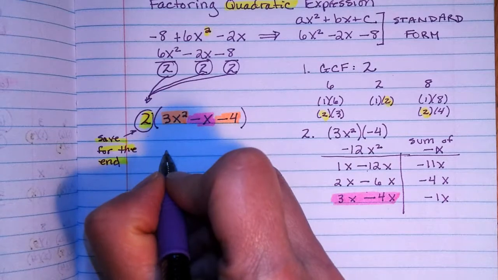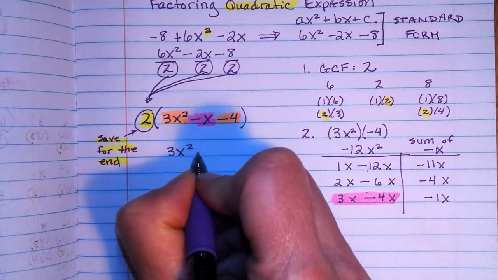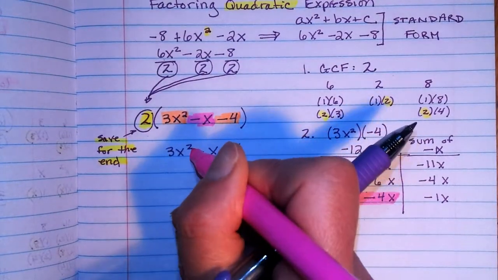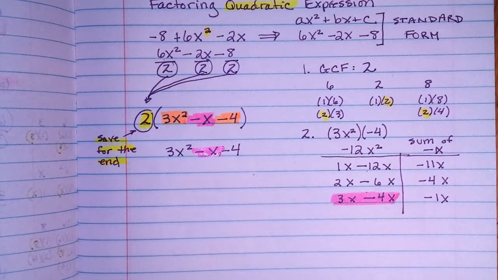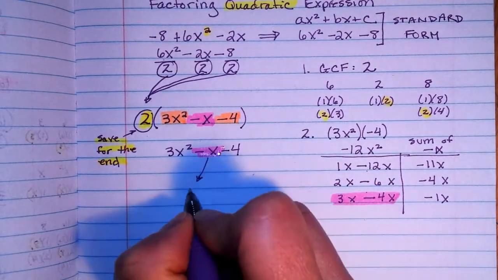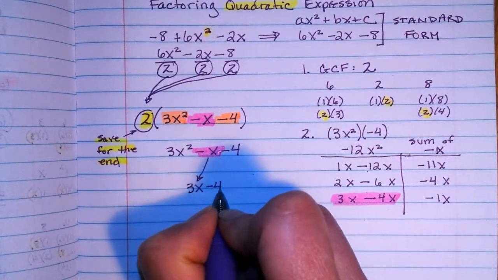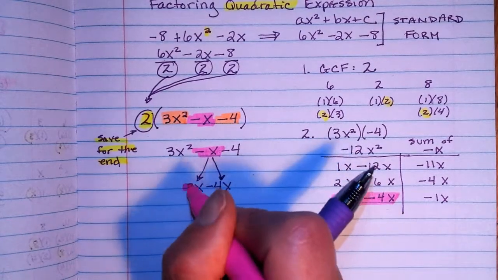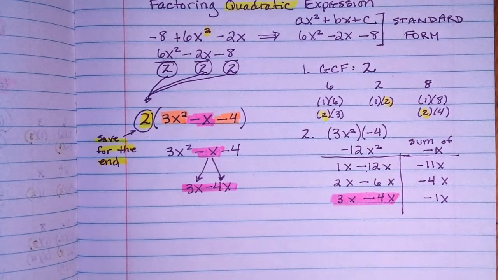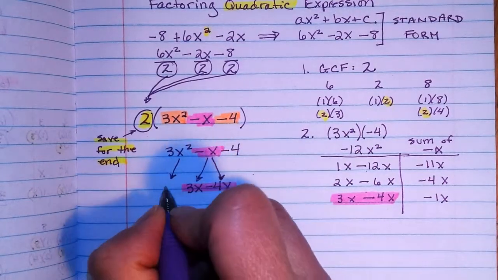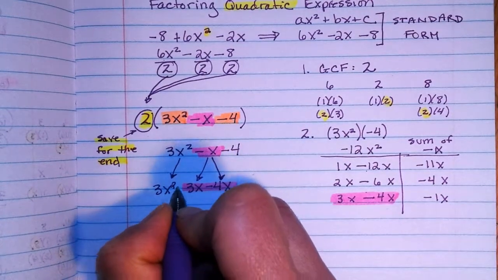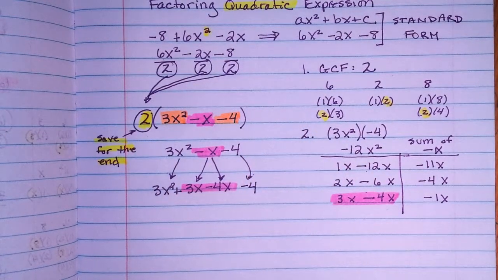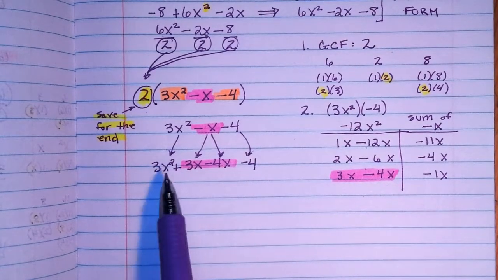I'm going to rewrite what's inside the parentheses. It's 3x squared minus x minus 4. This minus x is what gets split up. So that's 3x minus 4x. That's what that gets split up to. That's what we figured out right here. And then I simply bring down my 3x squared and my minus 4. Okay, so now the next step I need to do is group this.